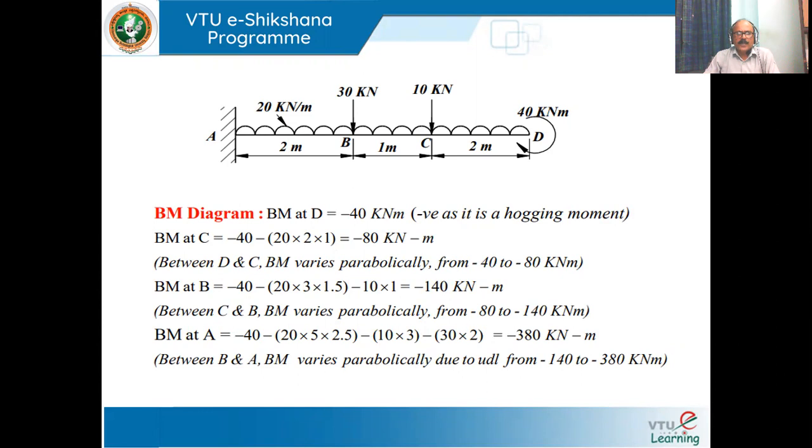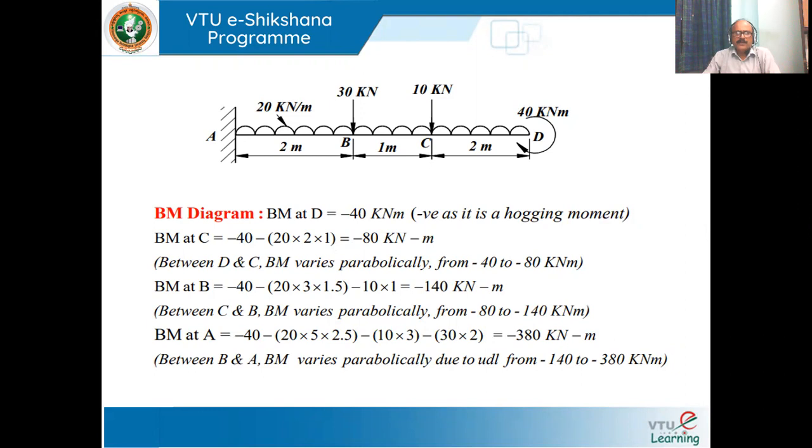So now we have to find out the bending moment at B. To find the bending moment at B, we have to consider the couple acting at D. We have to consider the UDL acting over the entire 3 meters length between B and D. And also we have to consider the moment because of the 10 kilonewton. That means the total bending moment at B can be found by taking minus 40, again clockwise is negative, minus 40 minus the UDL, which will be minus 20 into 3, acting at the center as a point load, into 1.5. Minus 20 into 3, 60, into 1.5, that is minus 90. Minus 90 minus 40 is minus 130.